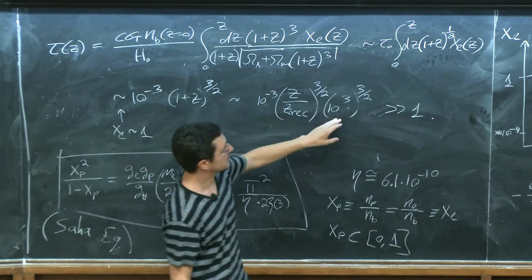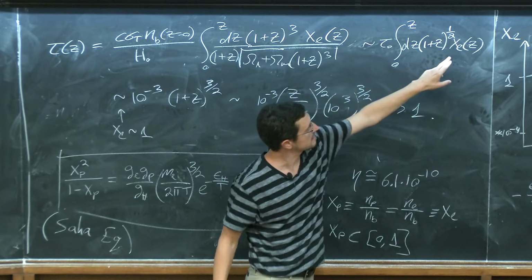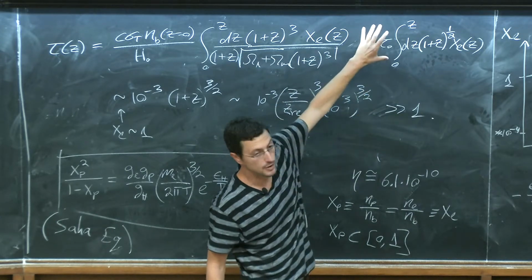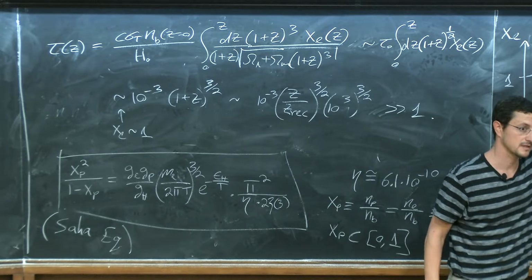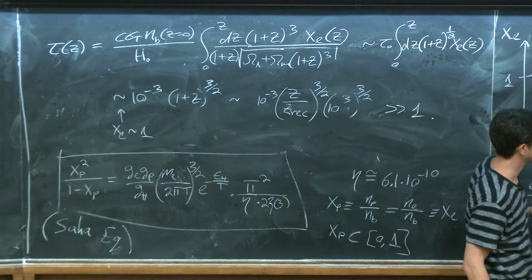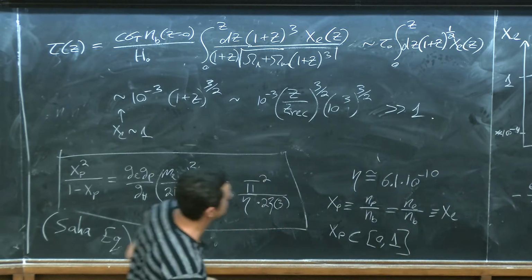Okay? So in fact, we hit the point at x equal 1. We hit the point of unit optical depth at a redshift of hundreds, not of thousands. We would immediately hit it once we ionize. Okay? And that's what I wanted to say.